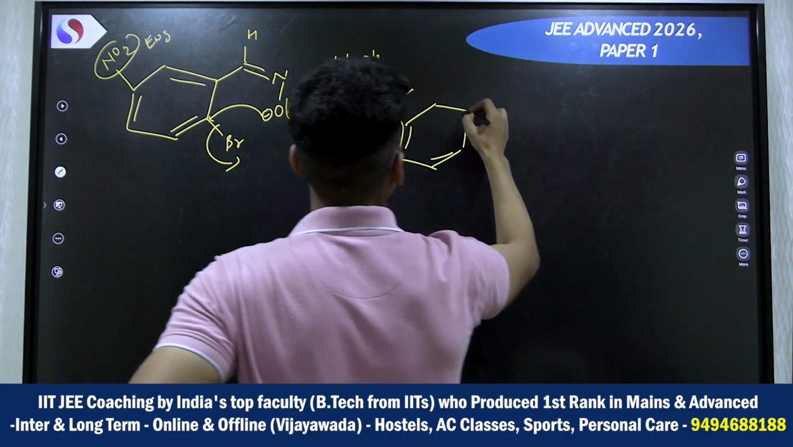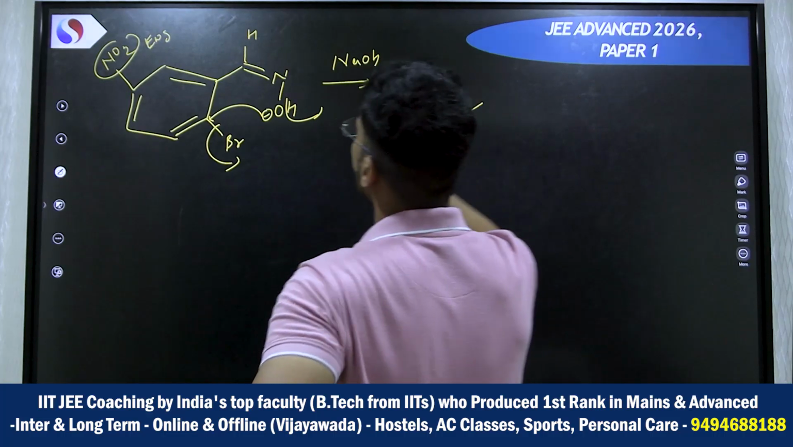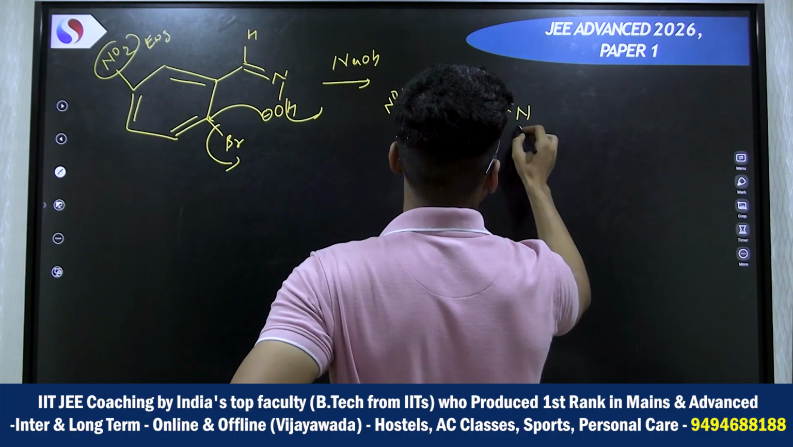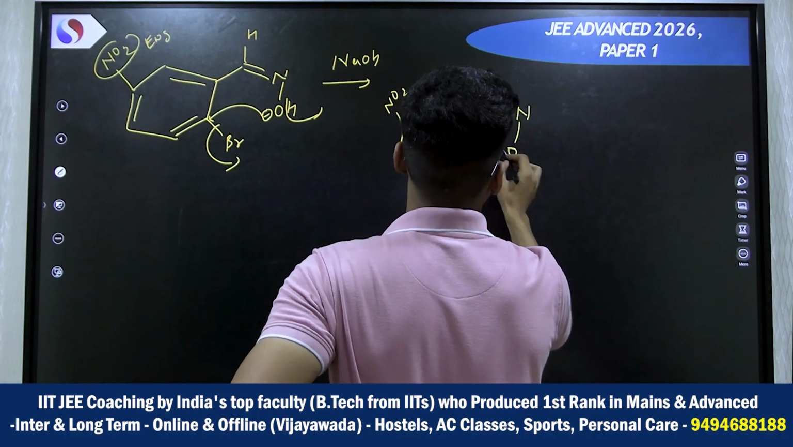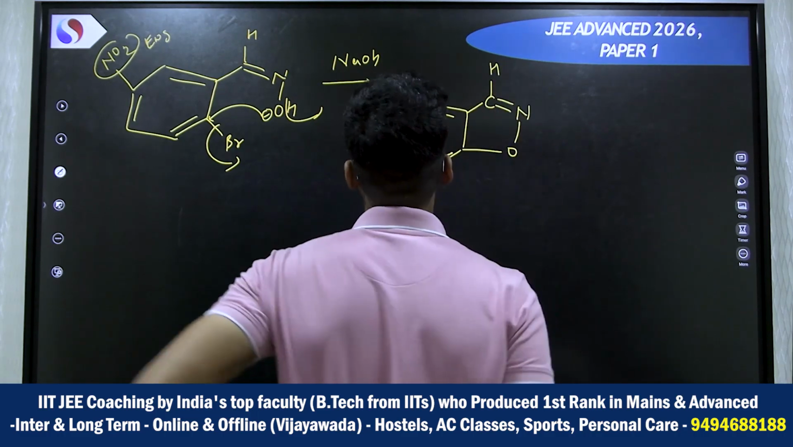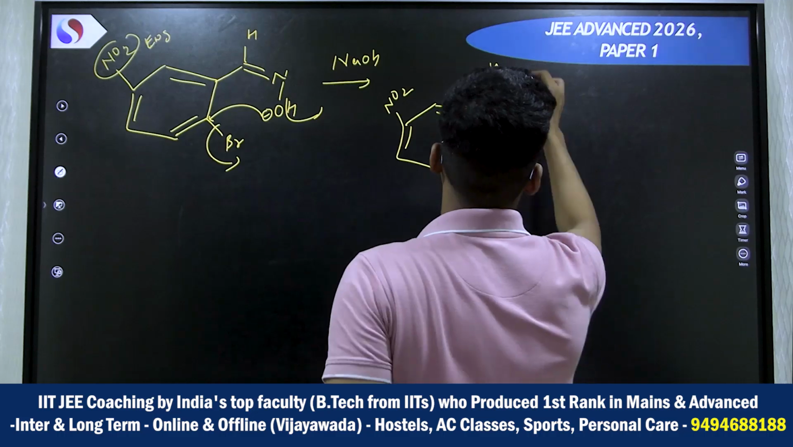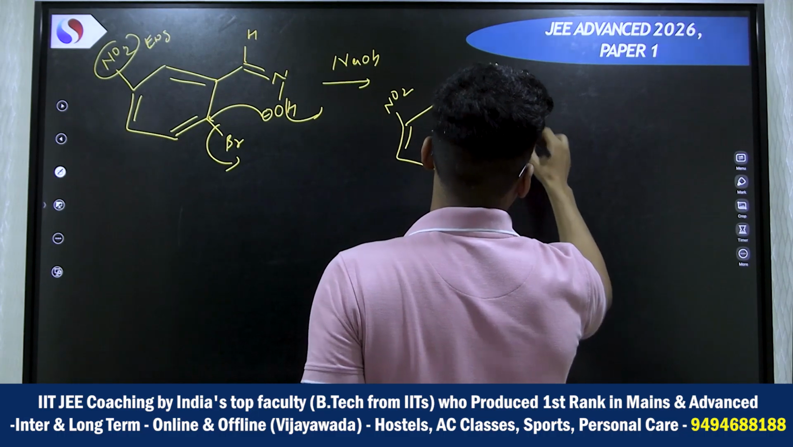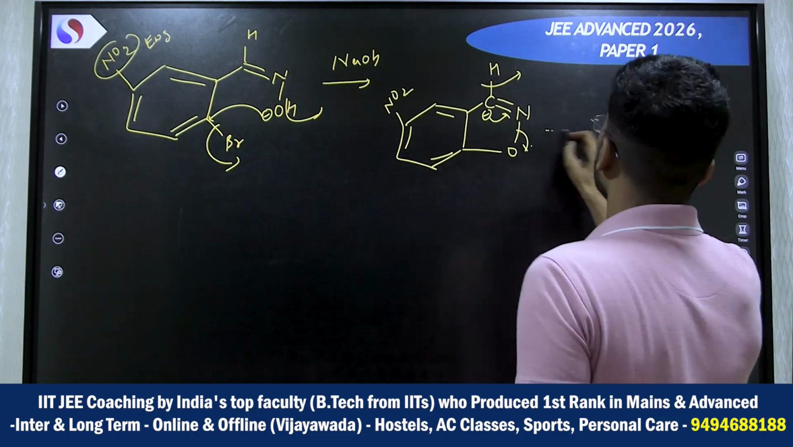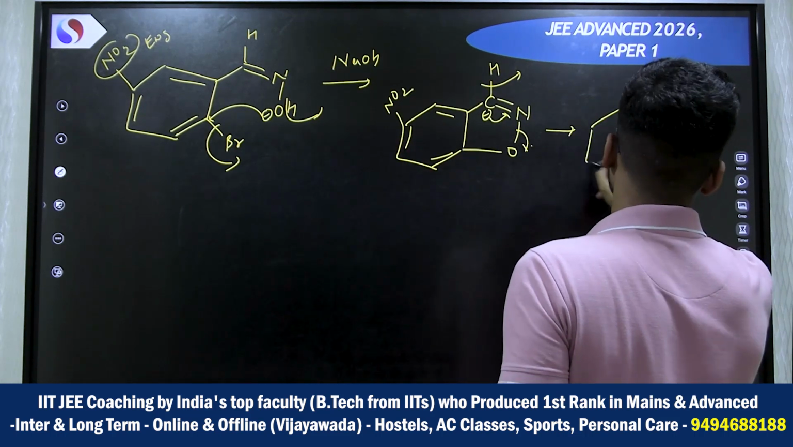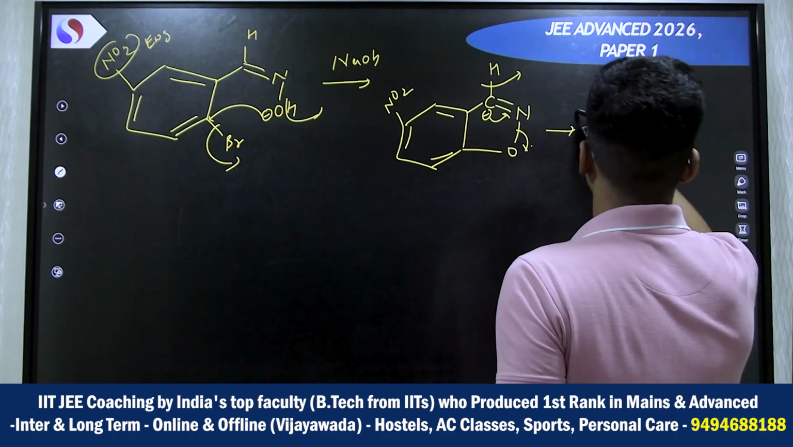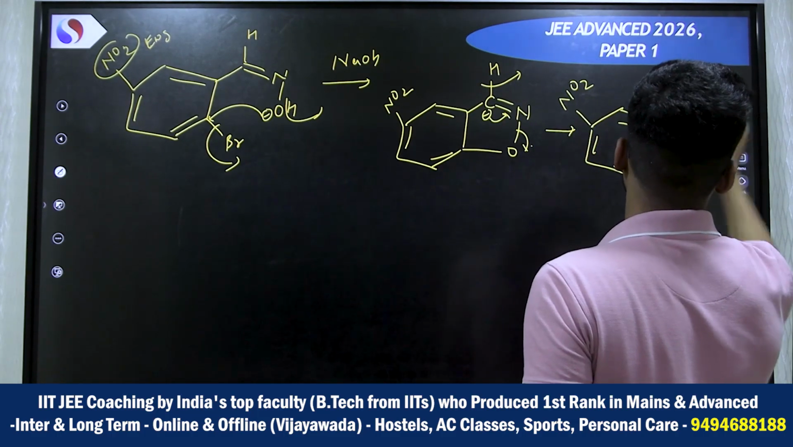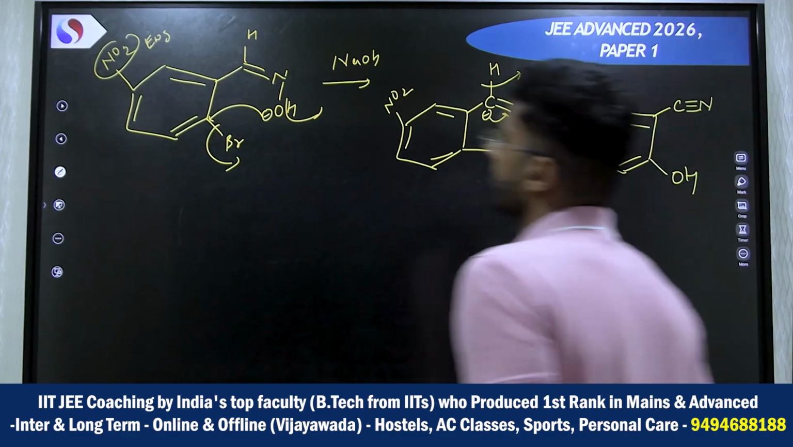It is NO2, carbon double bond nitrogen, oxygen, like this. This is a hydrogen here. We know that it is a strong base. It will abstract this proton also. So a negative charge will become here. This will break, so it will give you the product like this. This is the NO2 group. This is a carbon triple bond nitrogen. This is the OH. Okay.